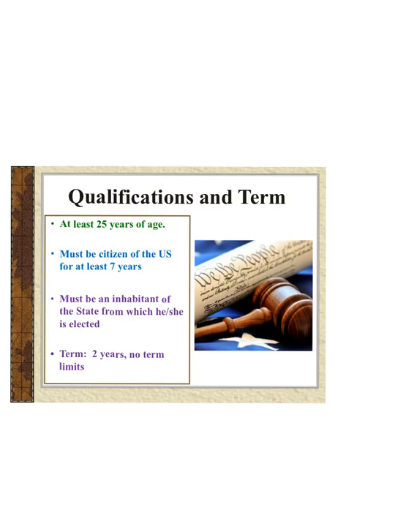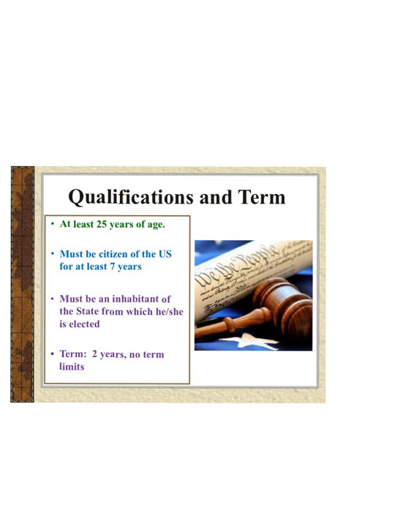Please write down all of the information on this slide. Qualifications and terms of U.S. House members. In order to be a member of the U.S. House of Representatives, you need to have the following qualifications met. You need to be at least 25 years of age. You need to have been a U.S. citizen for at least 7 years. And you must have been an inhabitant of the state in which you are seeking to be elected.